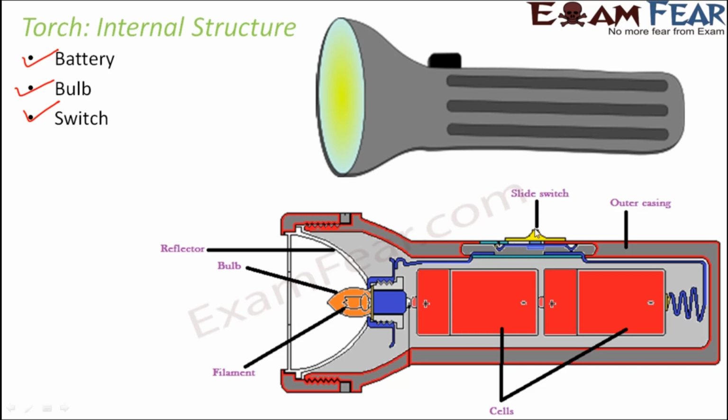Now as you slide it, the torch is switched on and off. Next, you have a reflector. This is the reflector, which is a curved surface, and the main purpose of this reflector is to redirect the light in such a way that we are able to get a beam of light from the torch. And finally, an outer casing. This is the outer covering of the torch, which is often made up of plastic or steel. Inside this casing, all these different parts are present.